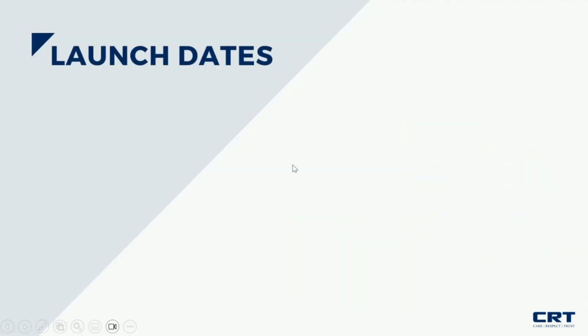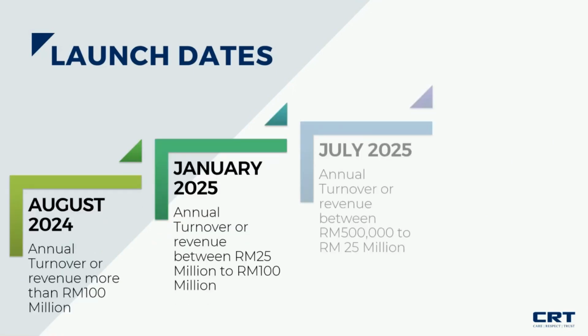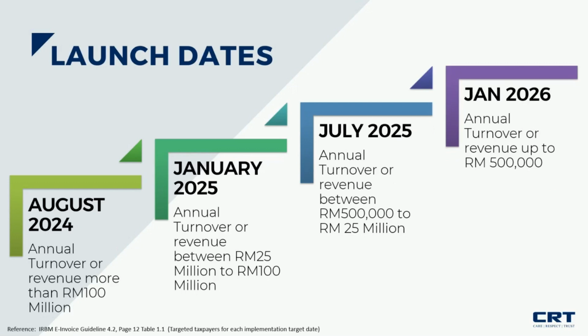Okay, first we have the e-invoice launch dates. We have basically 4 batches, of which the last batch was announced recently. So I think most of our attendees are in the 3rd batch, which will be starting from July this year, and the turnover or the revenue is between 500,000 to 25 million. Okay, so please make sure you know which batch you are in, yeah?